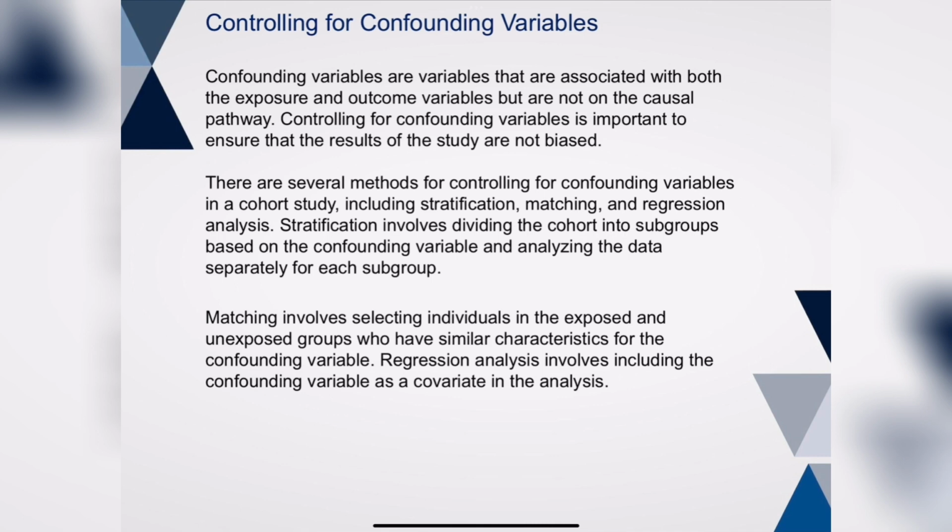Stratification involves dividing the cohort into subgroups based on the confounding variable and analyzing the data separately for each subgroup. Matching involves selecting individuals in the exposed and unexposed groups who have similar characteristics for the confounding variable. Regression analysis involves including the confounding variable as a covariate in the analysis.